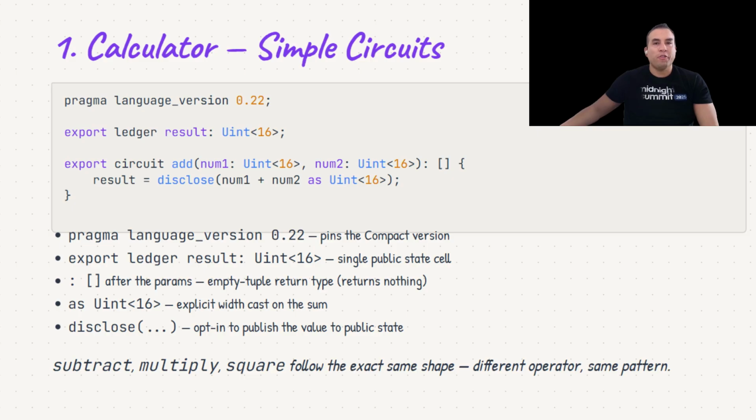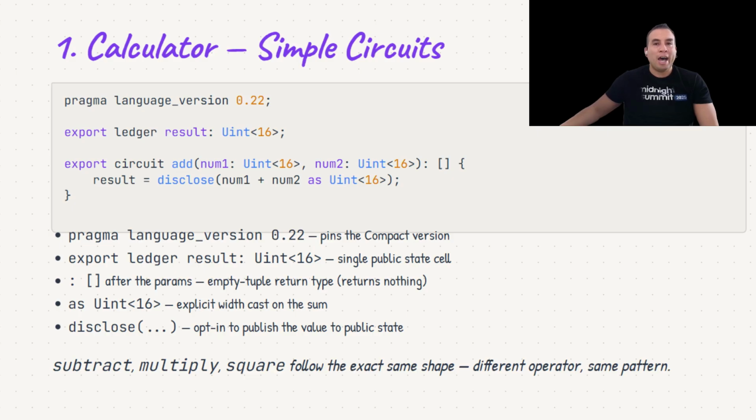Here's the top of the file. Let's read it together. Line 1, the pragma. All that says is this file is written for Compact version 22. Every Compact file starts like this. Line 3, export ledger result. Here's our one and only storage cell. It's a 16-bit unsigned integer, which is a fancy way of saying it can hold any whole number from 0 to about 65,000. Export just means this is part of the public interface.